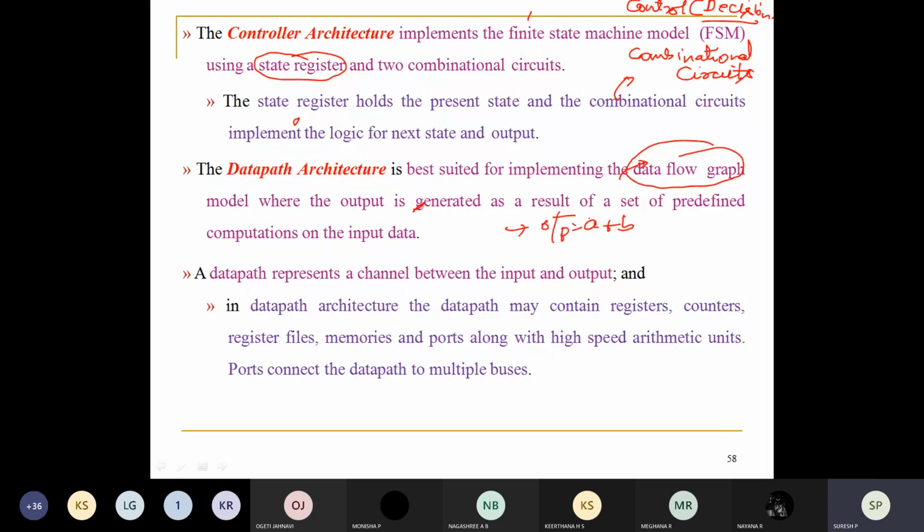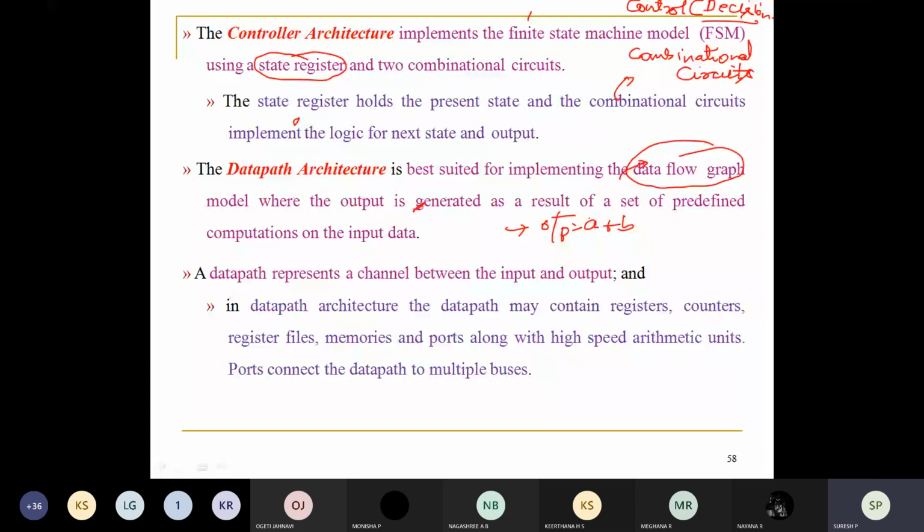There is no control over the data. You are just going to give the input, and depending upon the input you give, the computation is going to take place and generate the result. Now, whenever you have the data path, it is going to represent a channel. The data path represents the channel between the input and the output.